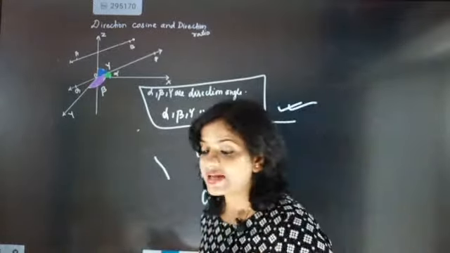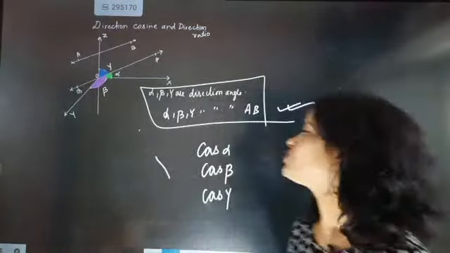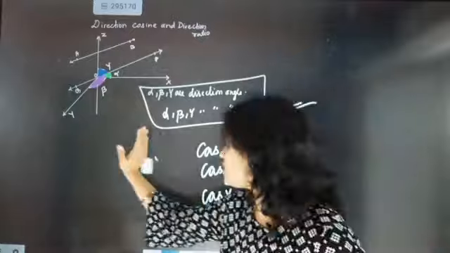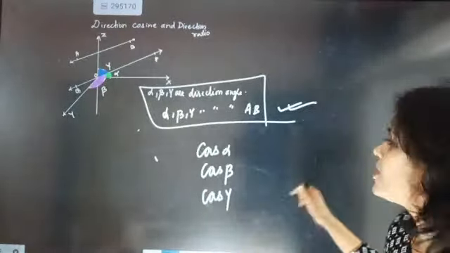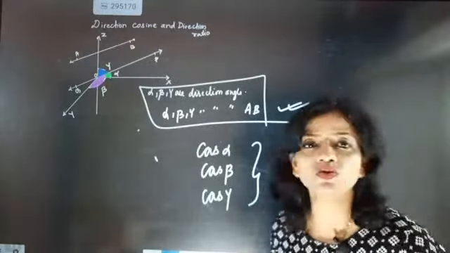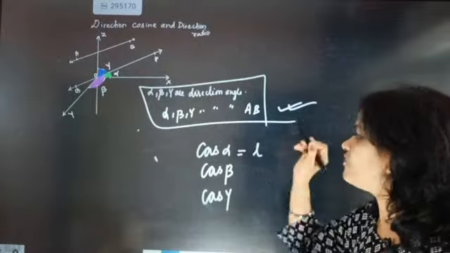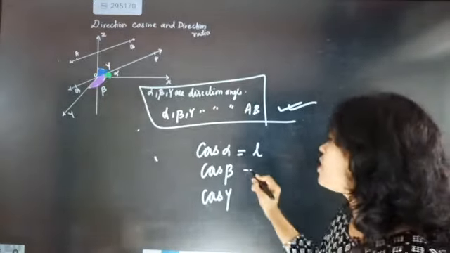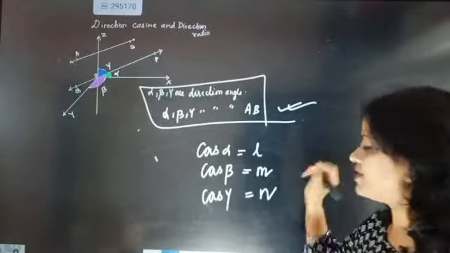So, we can directly give the angles of PQ there. Now what next we are going to do here is, cos alpha, cos beta, cos gamma are direction cosines of AB. So these are exactly what? Direction cosines of AB. Now cos alpha will be represented as L, cos beta will be represented as M and cos gamma will be represented as N.